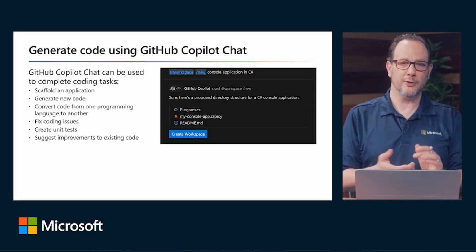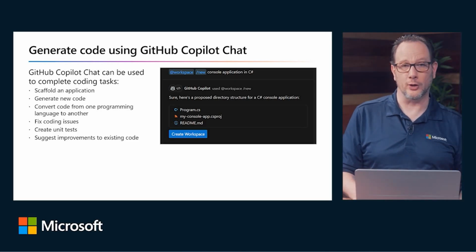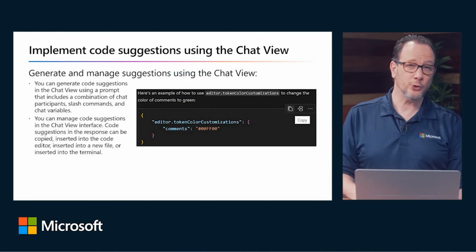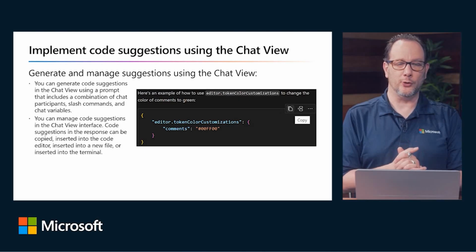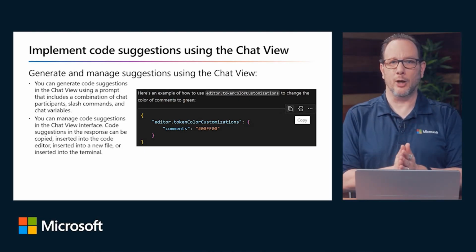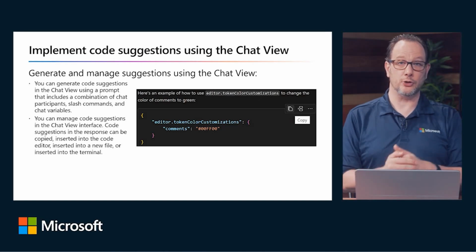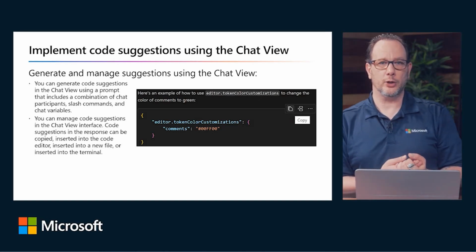Using GitHub Copilot for unit testing and for overall improvements. A lot of cool stuff here, but before I jump into a demo, I need to talk through a little bit more how the concept actually works. So the first thing I'm offering here is generating and managing suggestions. Again, how does it work?